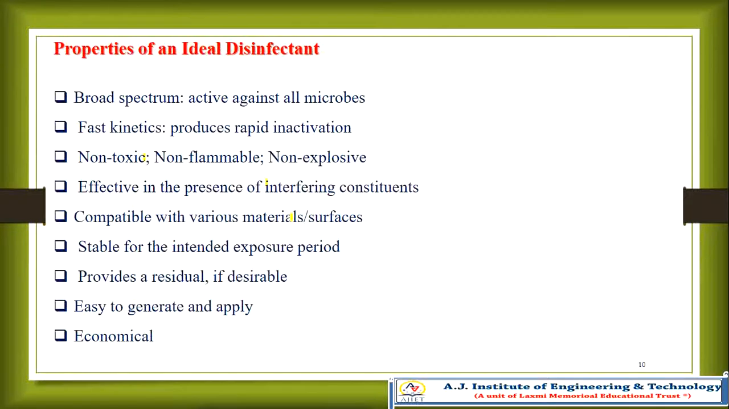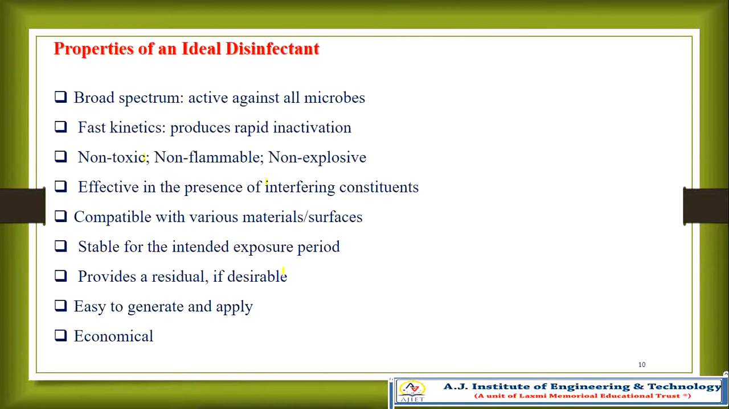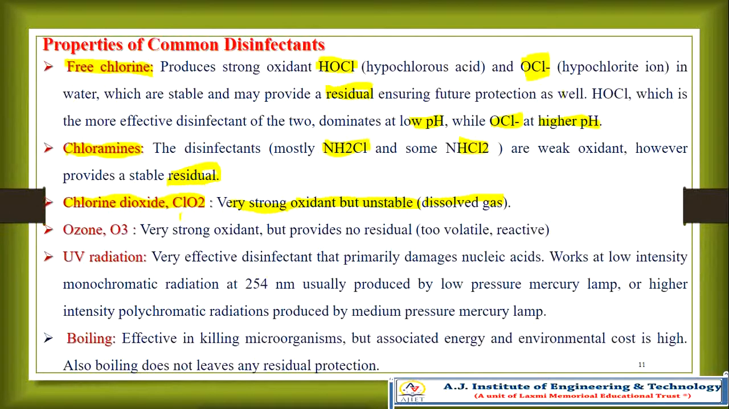What is an oxidant? Oxidants are nothing but agents that alter the chemical arrangement of the enzymes and deactivate them. Okay, that is the mechanism involved for chlorine dioxide. It's a good oxidant but unstable because it's a dissolved gas. Ozone, O3, is a very strong oxidant but provides no residual. Residual is very important. Chlorine is too volatile and reactive.